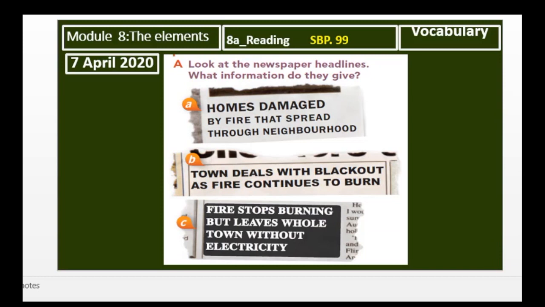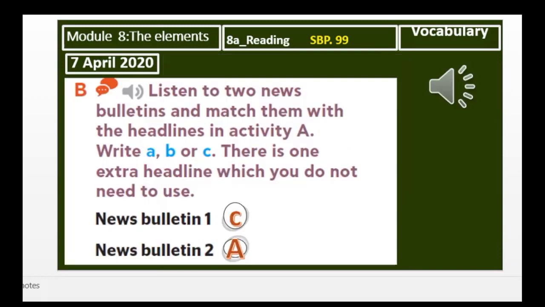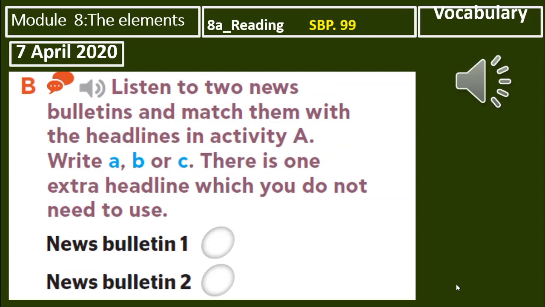Now, you've got to listen to the news bulletins and match them with the headlines in activity A. You are going to listen to two news bulletins and match them with the headlines in activity A. You have to write A, B, or C. There's one extra headline which you don't need to use. Now listen.